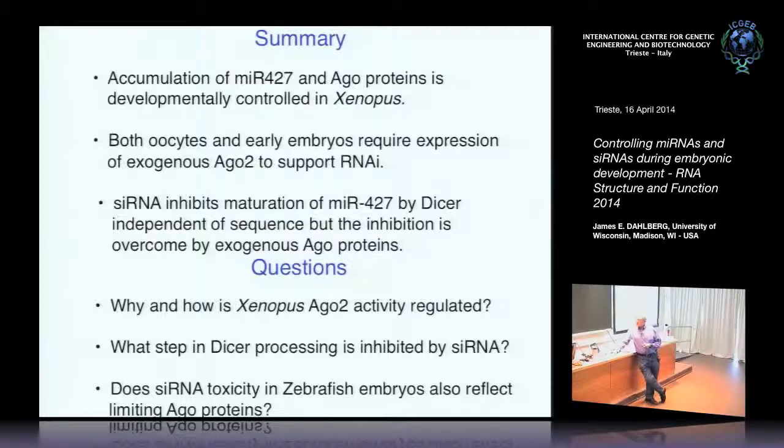Where we're going, the questions to be asked are about the regulation of Ago2. Why don't the cells have it? We don't know. What step in Dicer's activity is inhibited by siRNA? And as I mentioned, whether the zebrafish embryos can also benefit from this kind of technology. So with that, I'll stop and take questions. Thank you.